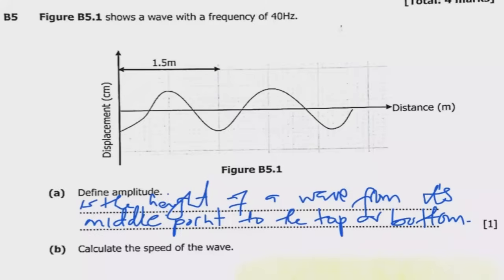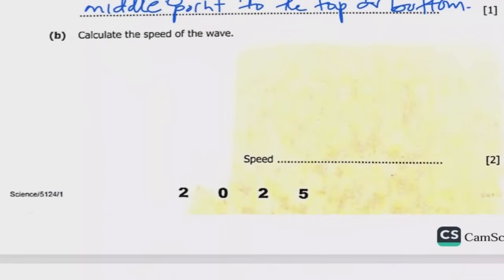Question B is: calculate the speed of the wave. To calculate the speed of the wave, like I did in section A, we use this formula: wave speed is equal to frequency times wavelength. Let me write my wavelength symbol properly. So it's like this, then like this.